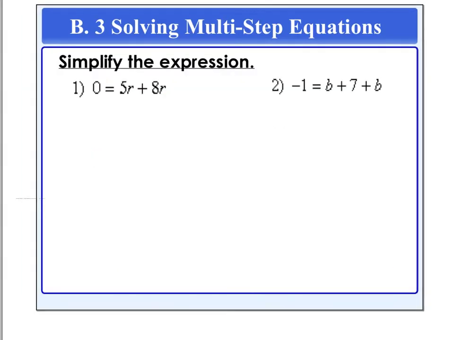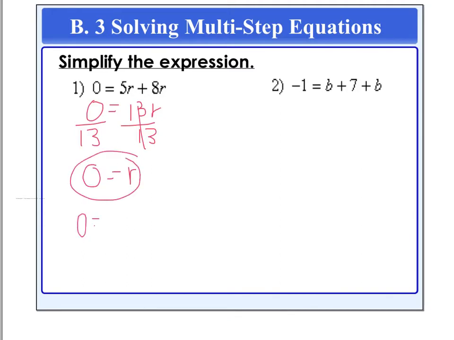So here we have some examples. First ones, you want to combine your like terms. So 0 is going to equal 13r. We divide by 13, and r is going to equal 0. So I'd have 0 equals 5 times 0 plus 8 times 0, which is 0 equals 0. Checks out.